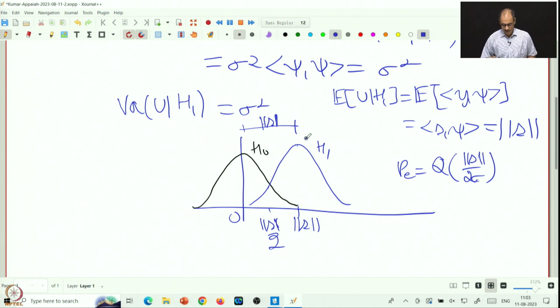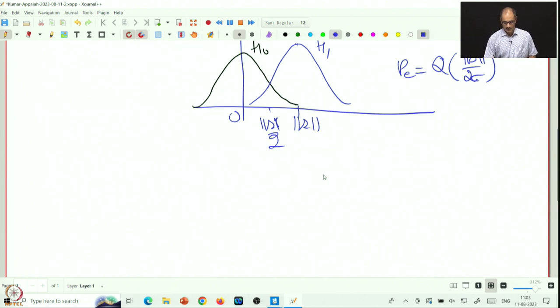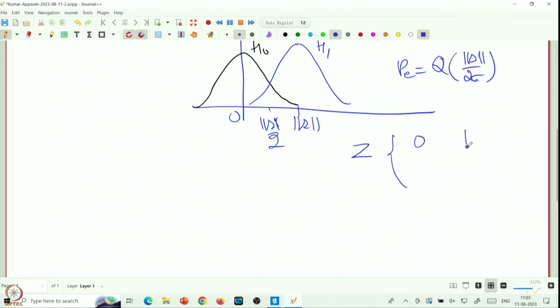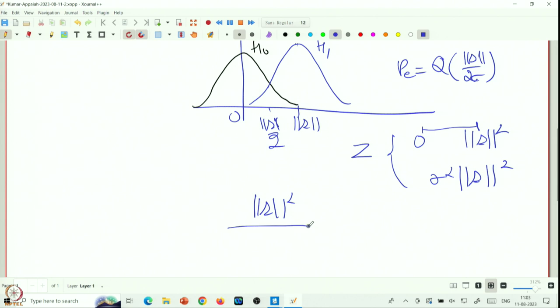In the case of Z, if you remember from the previous lecture, you had 0 and norm S square as the mean, and the variance under the noise was sigma norm S square. If you do the same thing, find the distance between these two and divide by root of the variance, you will get norm S square by 2 times the noise variance, 2 times sigma norm S. This is the same as the previous.